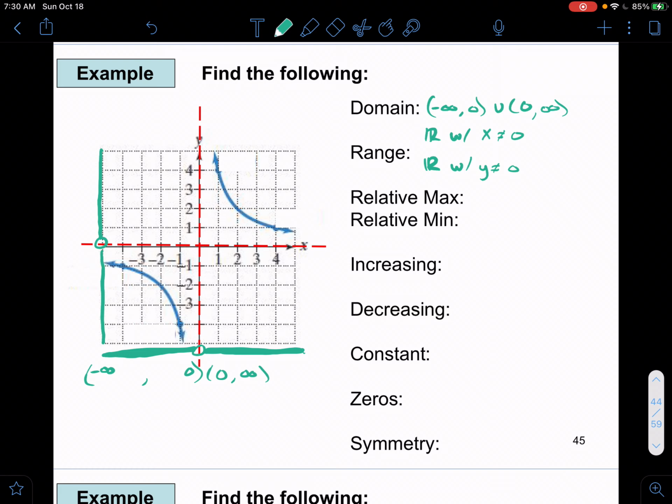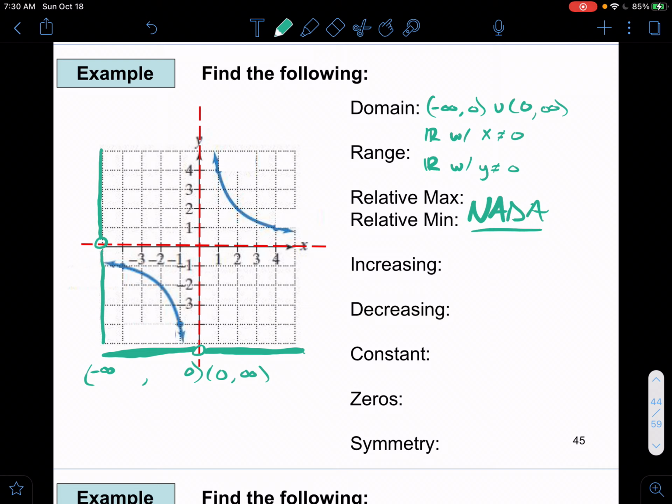Now looking at our graph, it officially does not have a relative maximum or minimum. There's no spot where we are going to switch from decreasing to increasing. So both of these would be nada. Another way of saying no.